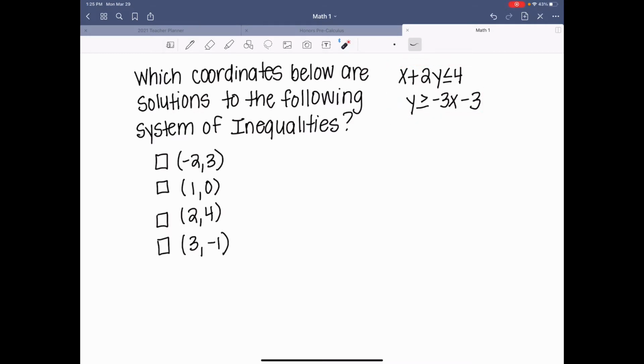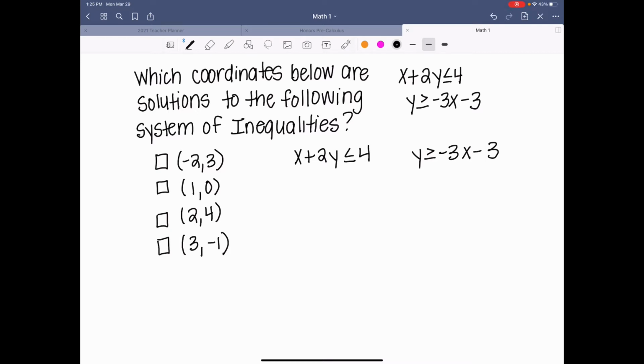And I want you to tell me out of these 4 points, which one are solutions. So we're going to start by doing this algebraically. So what do I mean by algebraically? Algebraically means that I'm going to plug in my values to my system of inequalities and see if they work. All right, so I'm going to do this for each answer choice, and we're going to plug in those values.